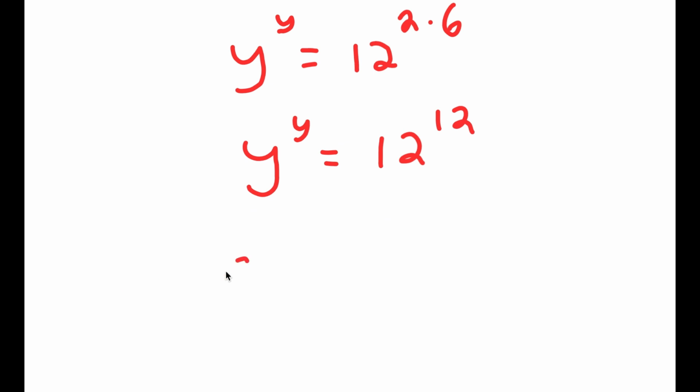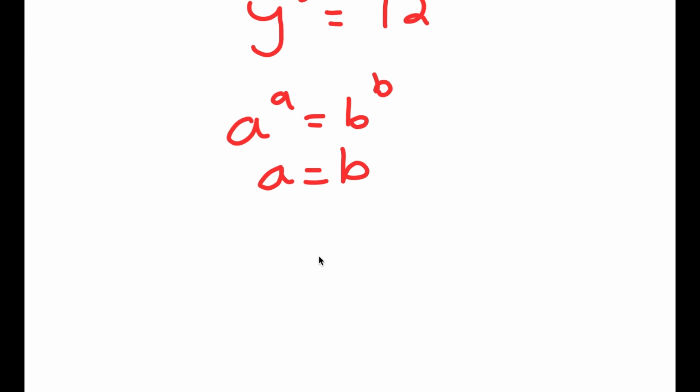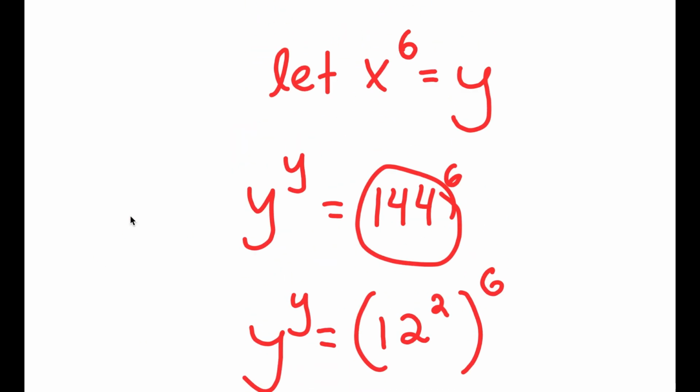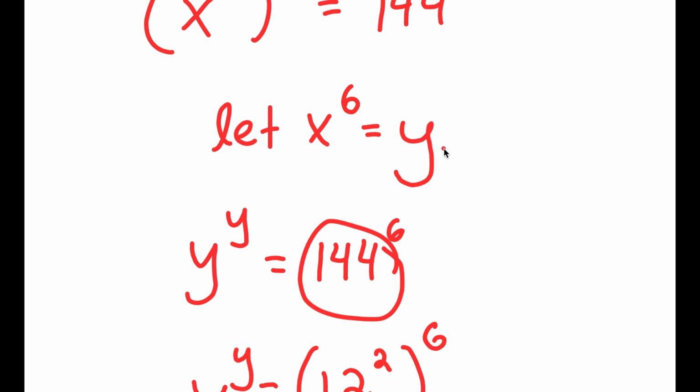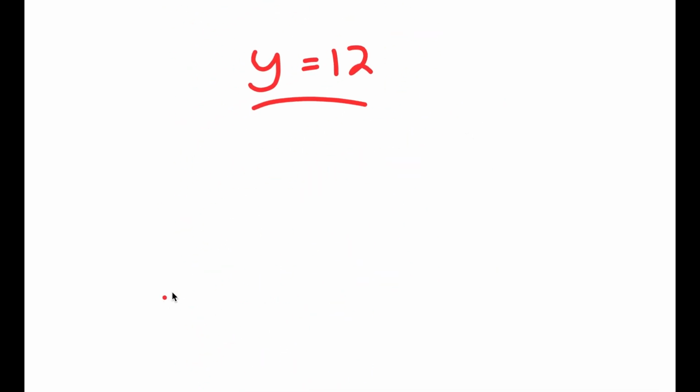And if I have something in the form a to the power of a is equal to b to the power of b, then this means that a is equal to b. So in this case, y to the power of y is equal to 12 to the power of 12, meaning y is equal to 12. And now remember how we let x to the power of 6 equal to y. So I have x to the power of 6 is equal to 12, meaning x is equal to 6th root of 12.